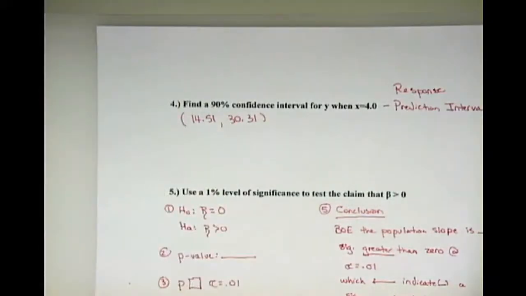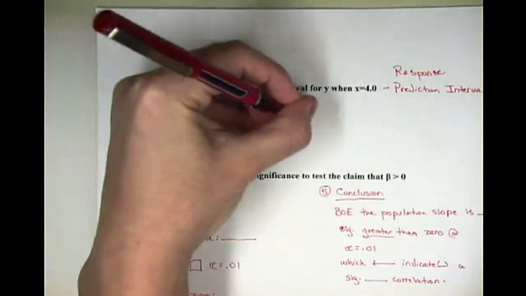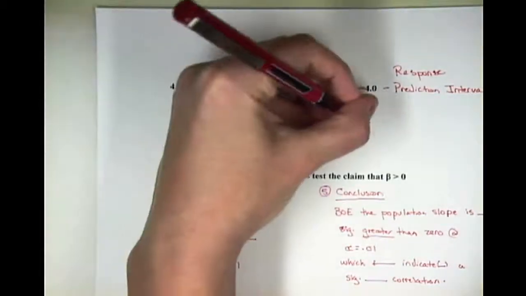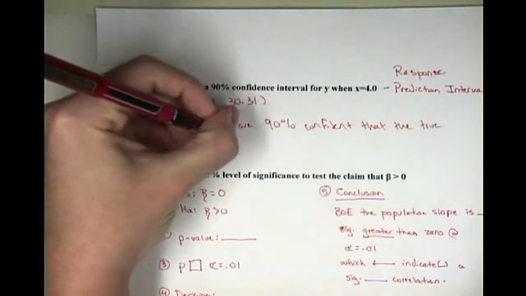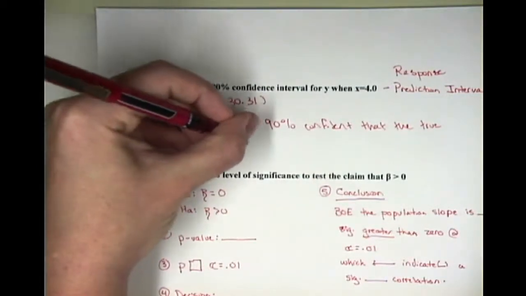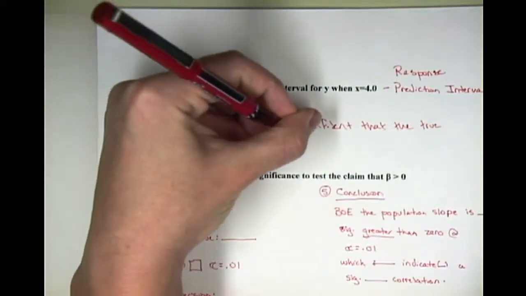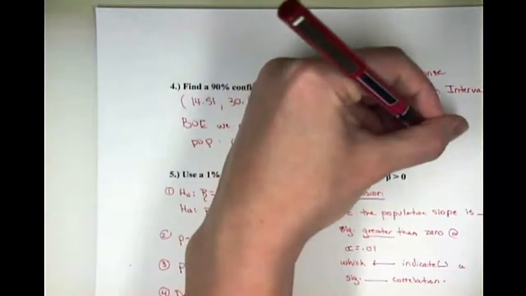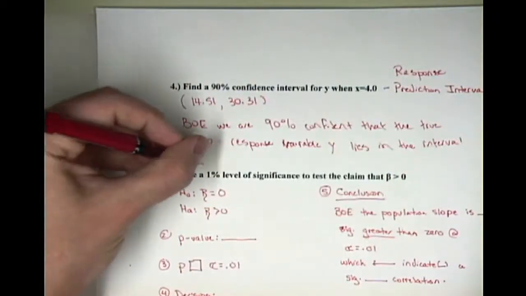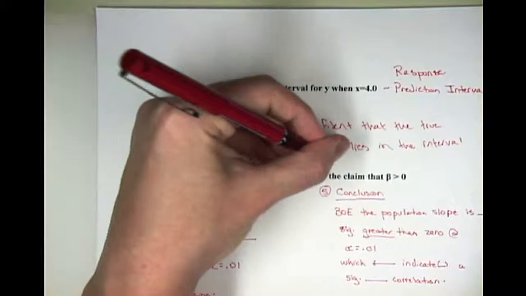So you'd want to say something very intelligent, you know, like based on the evidence, we are 90% confident that the true population response variable y lies in the interval 14.51 to 30.31 when x equals 4.0.